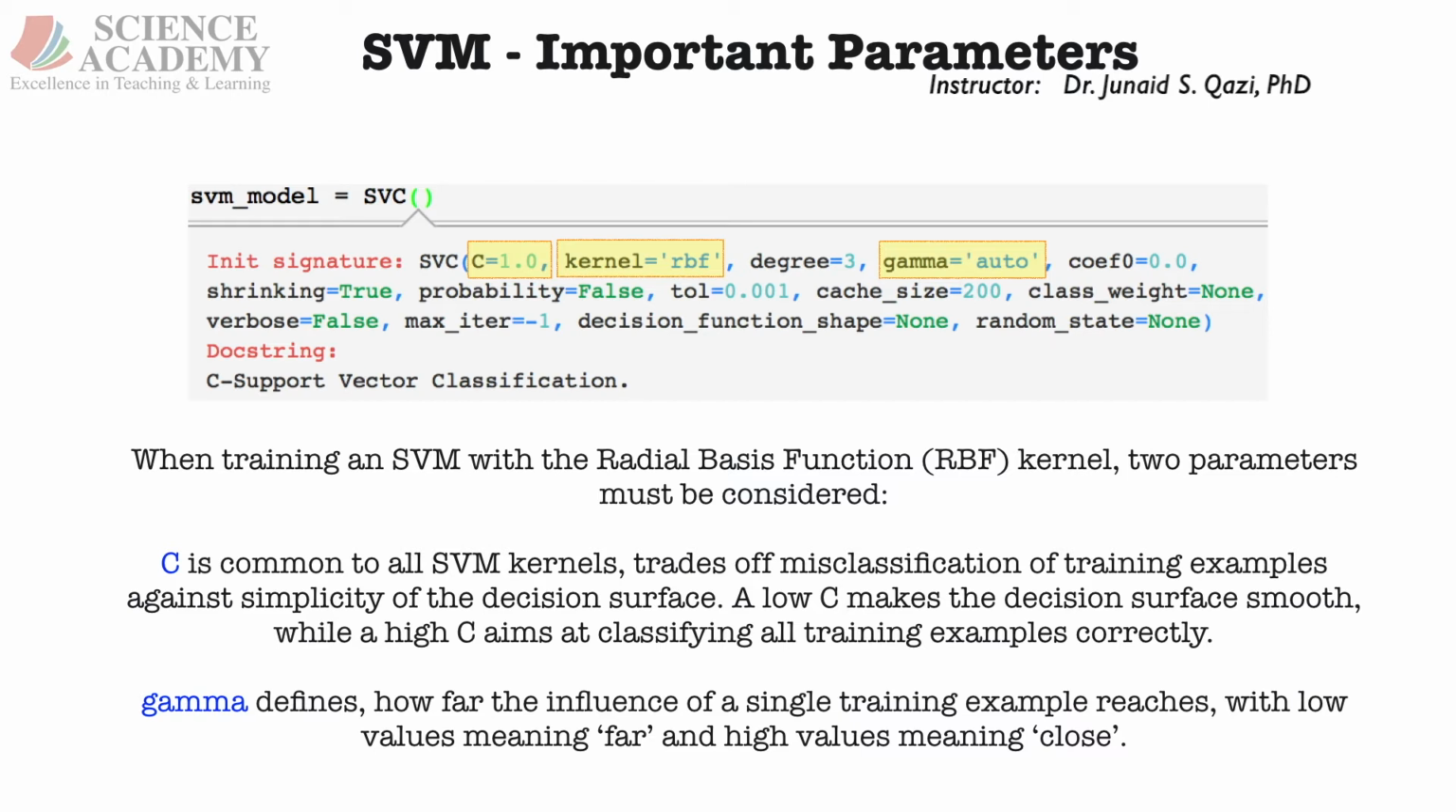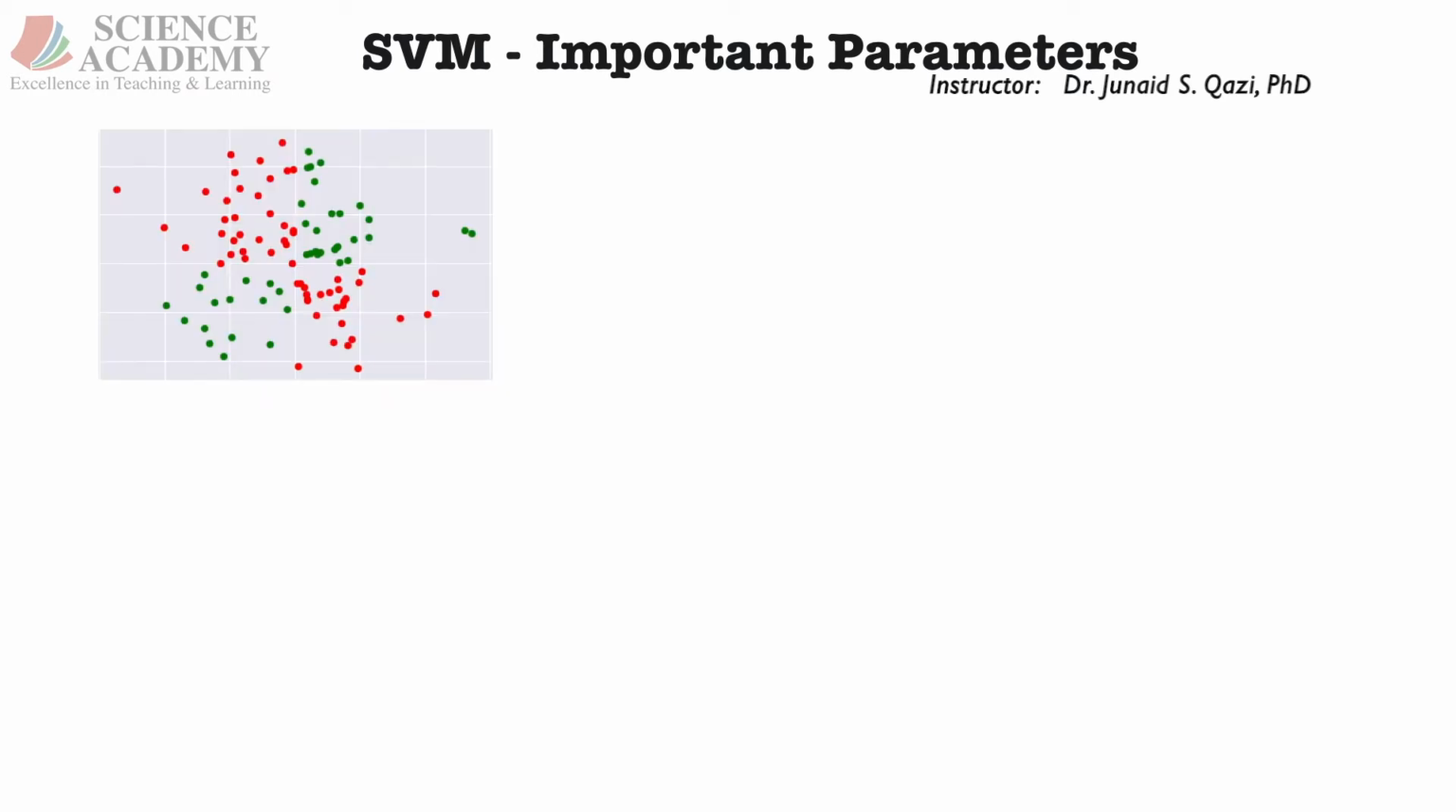Let's move on and try to understand the effect of C and gamma using simple dataset. Consider we have a dataset with green and red points as shown in the scatter plot.